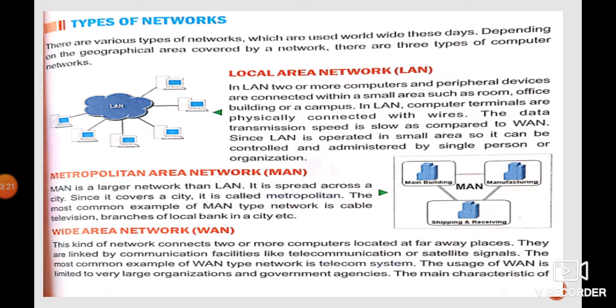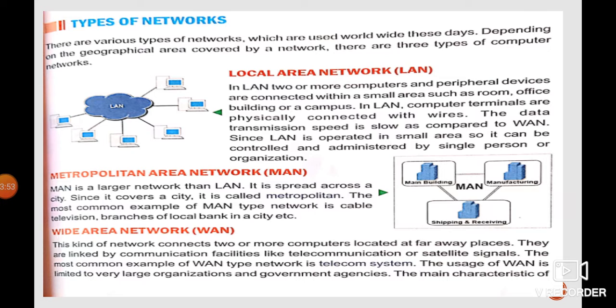Okay, in LAN the data transmission speed means the data is transmitted very fast in comparison to WAN. And as the LAN is a small network, it can be controlled by a single person, because it is not a very large network, so one person can control this network. Okay, now come to the second type of network, that is MAN.